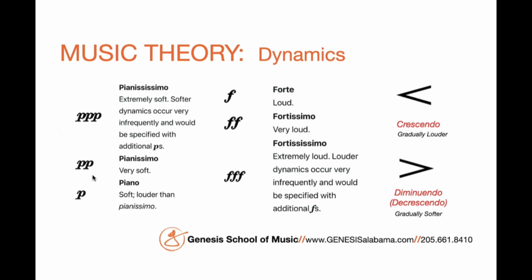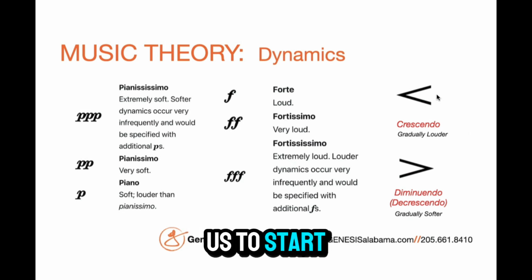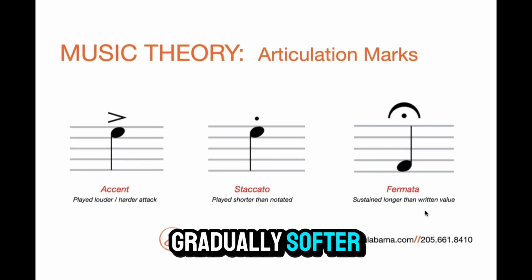Here's the P, double P, triple P. Soft, very soft, extremely soft. So these are the dynamics of a song. You'll see maybe a symbol like this that tells us to start at one volume, but then you get louder and louder. It's gradually louder. This is called the decrescendo or the diminuendo, gradually softer.